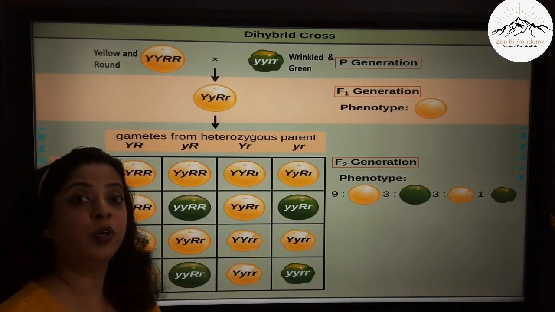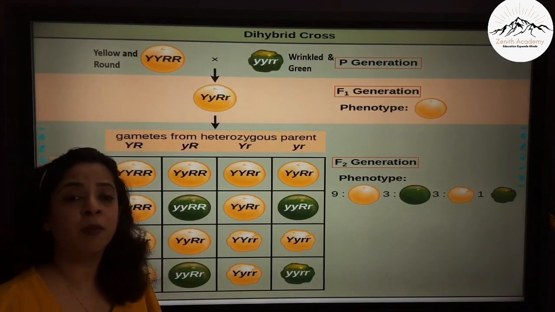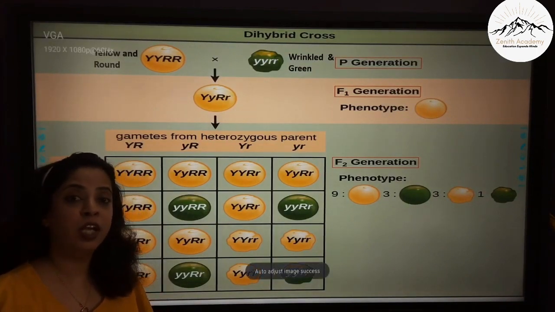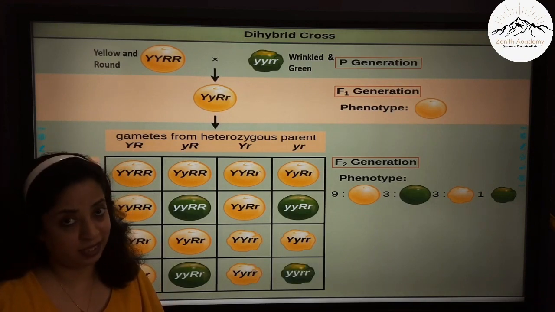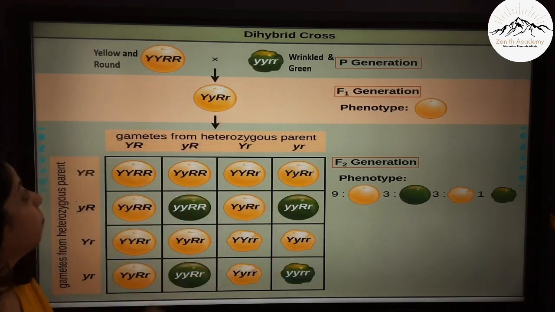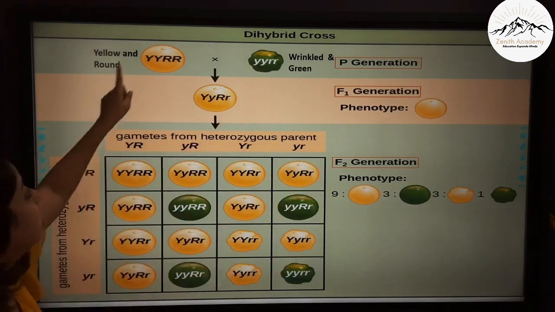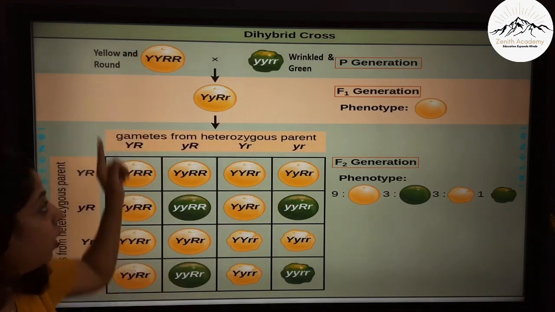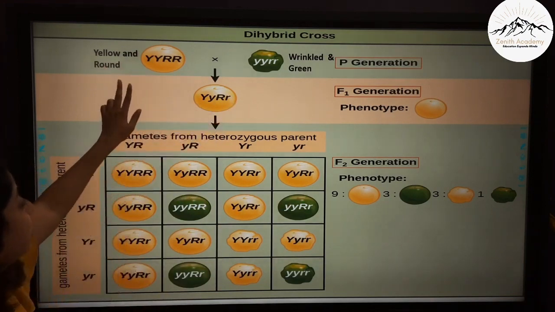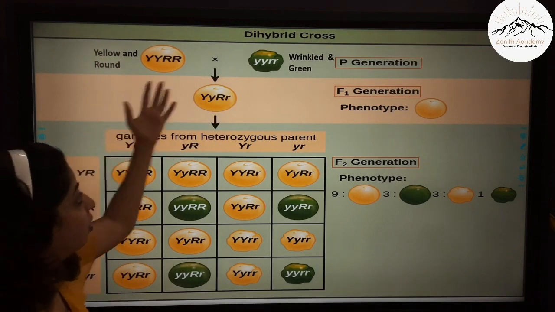Now we are going on to dihybrid cross. In dihybrid cross, what did Mendel do? He took 2 characteristics simultaneously. Here you can see that Mendel has taken the color of the seed as yellow and green, and he has taken the shape of the seed as round and wrinkled.